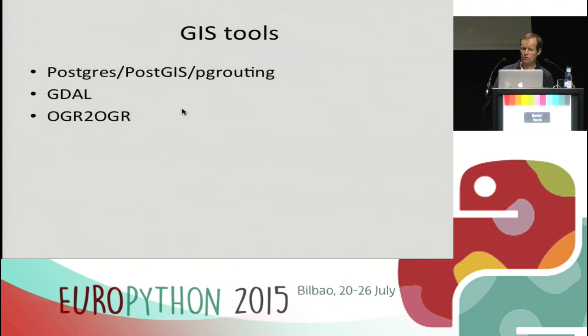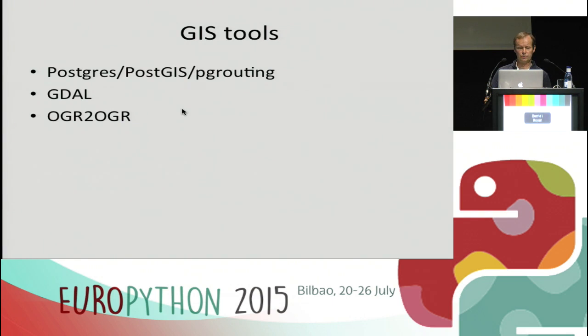I'm going to talk a little bit more about tools. These are not Python tools per se, but there are very good bindings to them, so you can access them through Python. They are not really Python. The Postgres database with the extensions called PostGIS and pgRouting are quite good. Postgres is of course a very good SQL database, and the PostGIS extension gives a lot of relevant functions to manipulate GIS data.